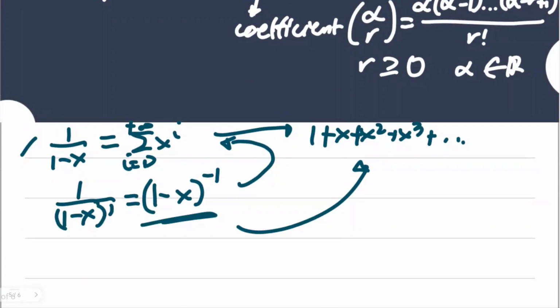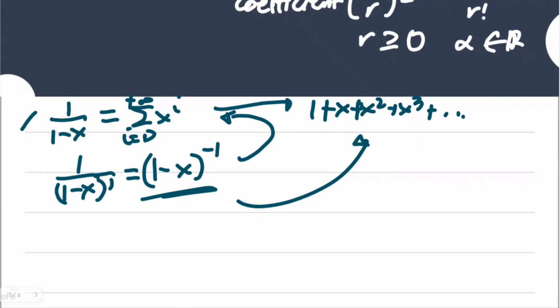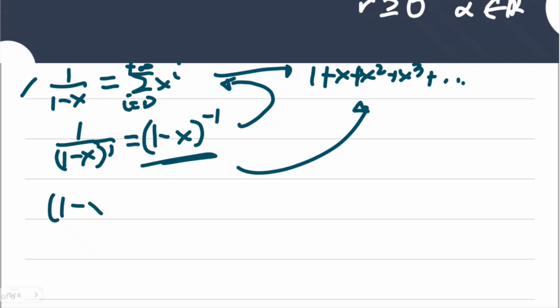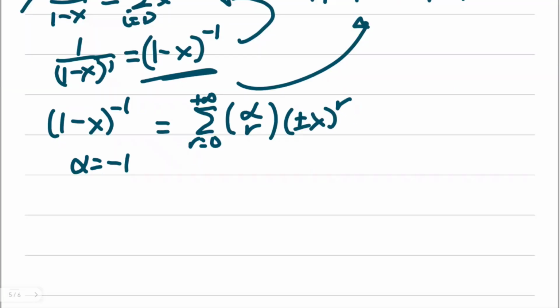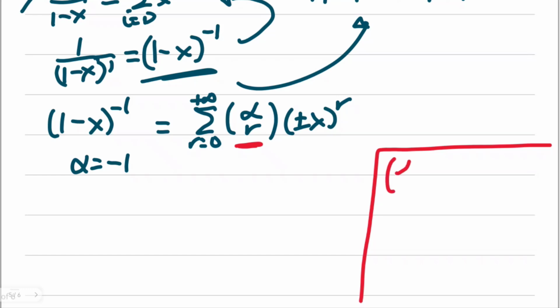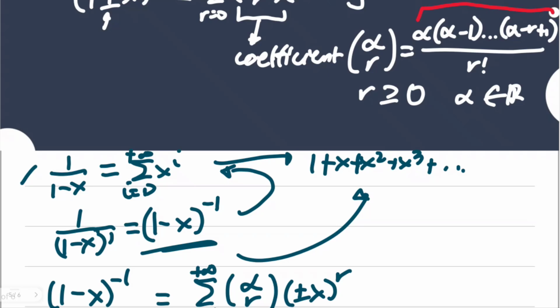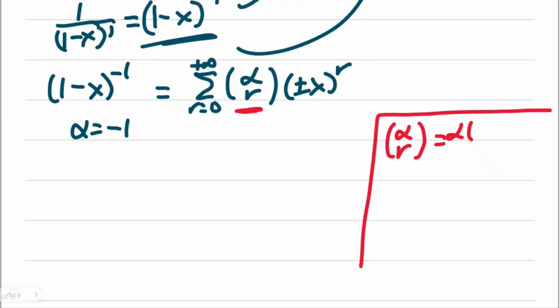So to do that, we have 1 minus x raised to negative 1, so our alpha is negative 1. Now we separate some portion here to attack only this in the meantime, so that we can look into its relationship later on. We know that alpha combination r for the generalized binomial expansion is alpha times alpha minus 1, until you reach alpha minus r plus 1, all over r factorial.